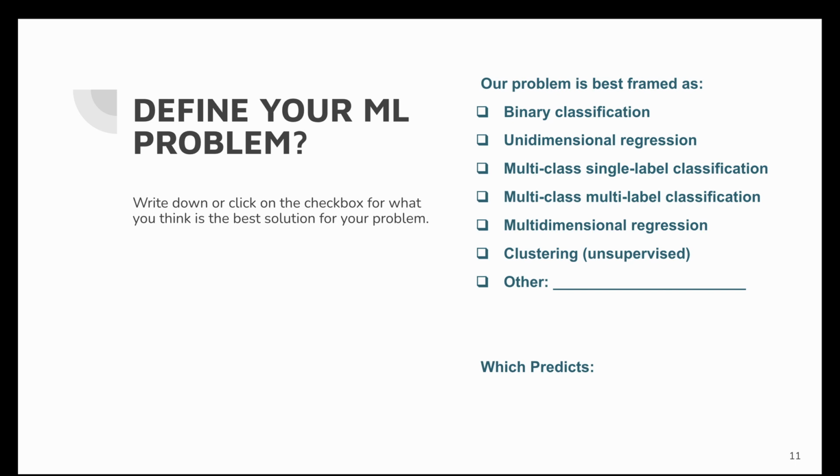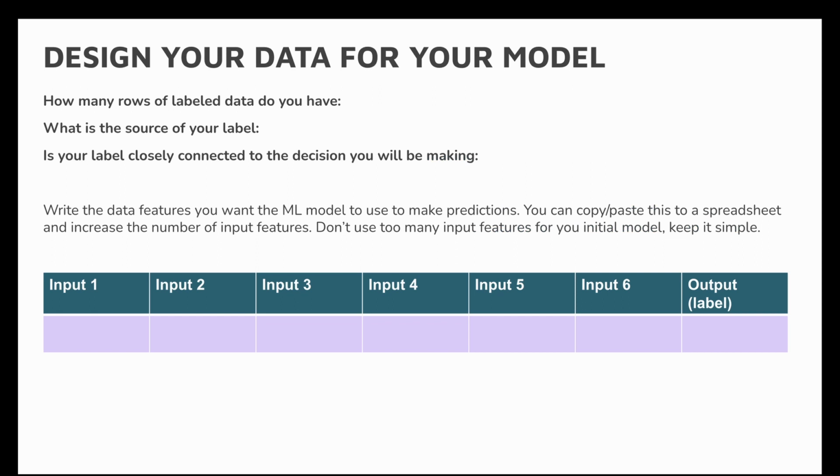First, define the ML solution that suits your problem. I've provided a list of possible solutions on this slide. Second, estimate how much data you have available and if the label closely matches what you're predicting. Also, write down input features that you could access that would be a good fit for your model. You may want to copy this table to a spreadsheet if you can't fit everything on the slide.